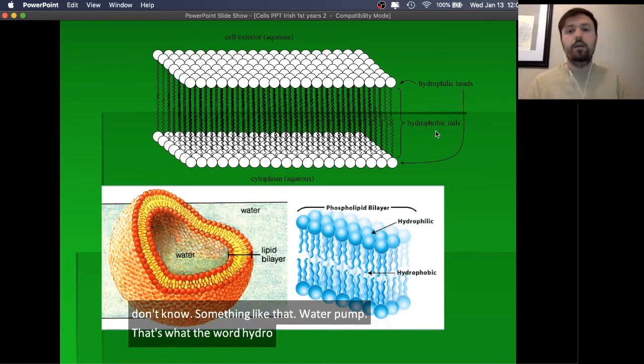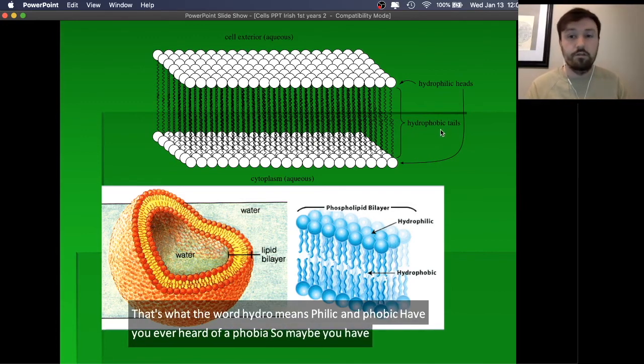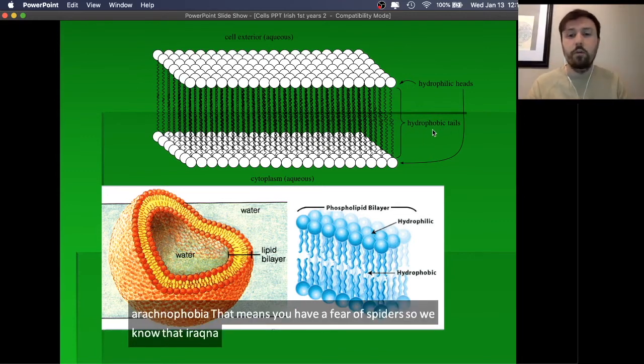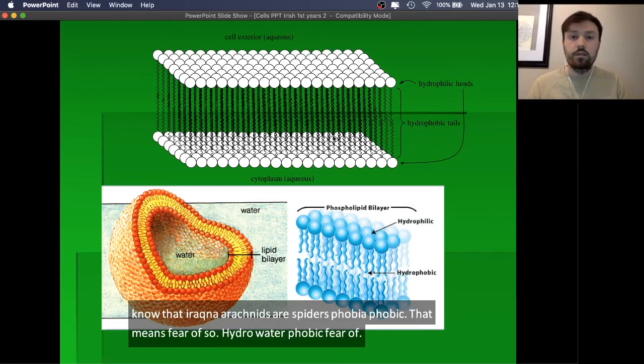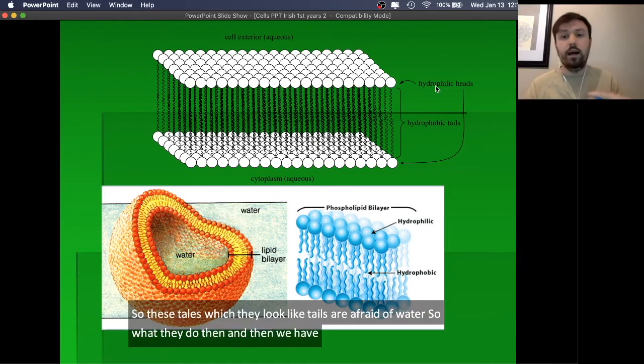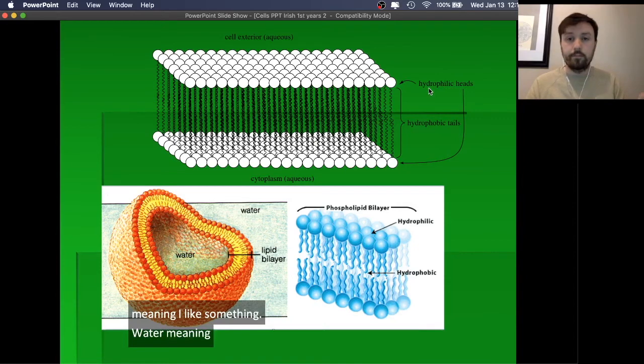Philic and phobic. Have you ever heard of a phobia? Maybe you have arachnophobia. That means you have a fear of spiders, since arachnids are spiders. Phobia, phobic, that means fear of. So hydro, water, phobic, fear of. So these tails, which look like tails, are afraid of water. And then we have hydrophilic, philic meaning I like something, and hydro meaning water. These heads like water.